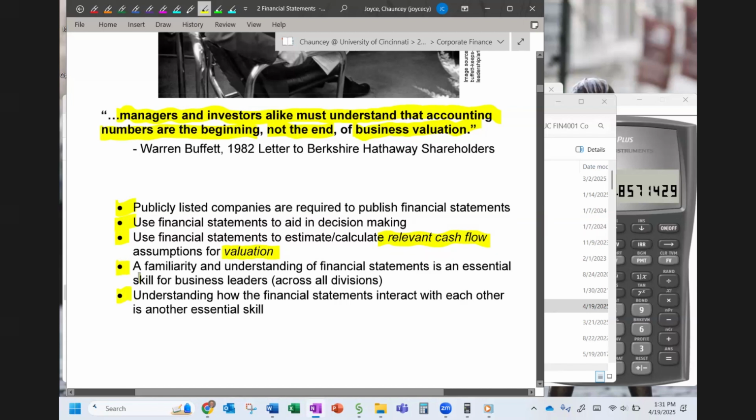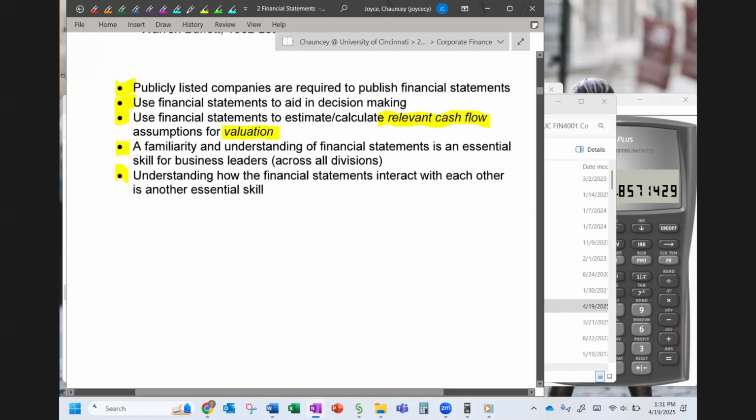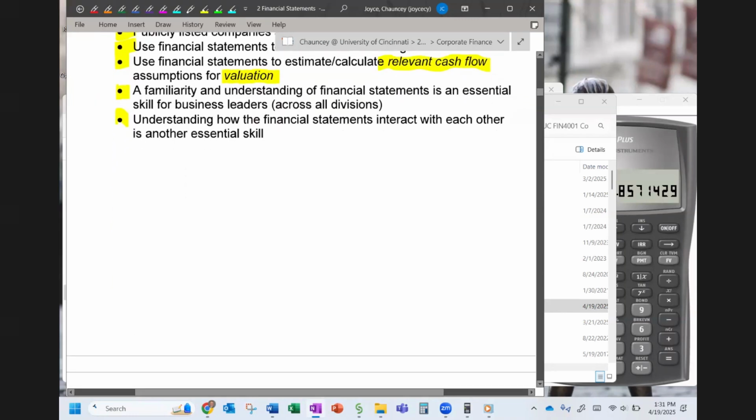Oftentimes, you're rewarded or measured on certain metrics that are accounting based. And understanding how the financial statements interact with each other is another essential skill. That's a pretty difficult one to do, so you need some practice at these financial statements.